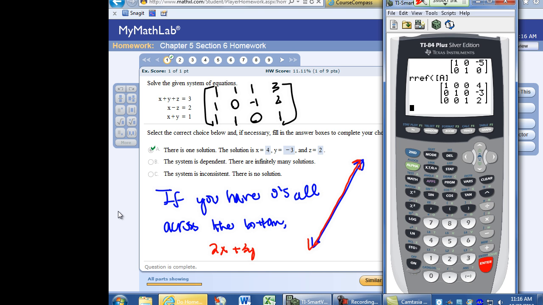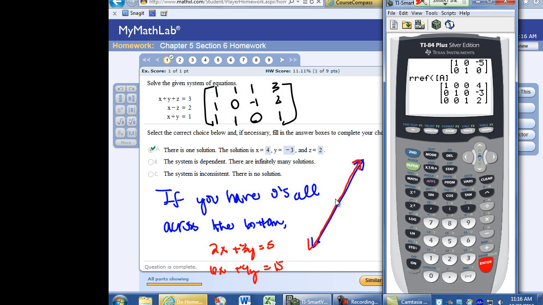2x plus 3y equals 5, and then 6x plus 9y equals 15. Do you see here, all we did to get from this line to this line is we multiplied this line by 3. 2 times 3 is 6, 3 times 3 is 9, 5 times 3 is 15. So this is actually the same line.